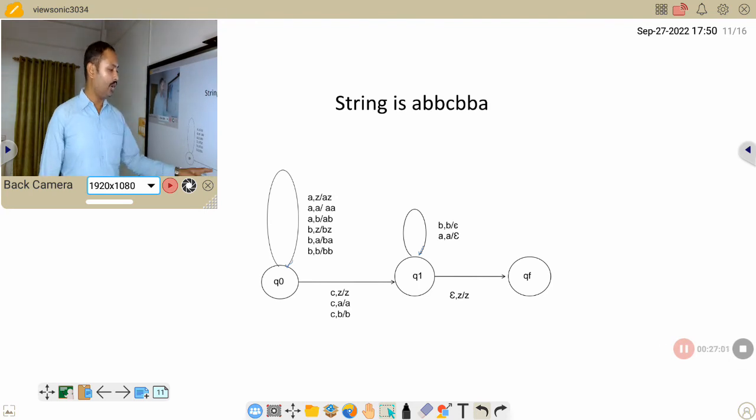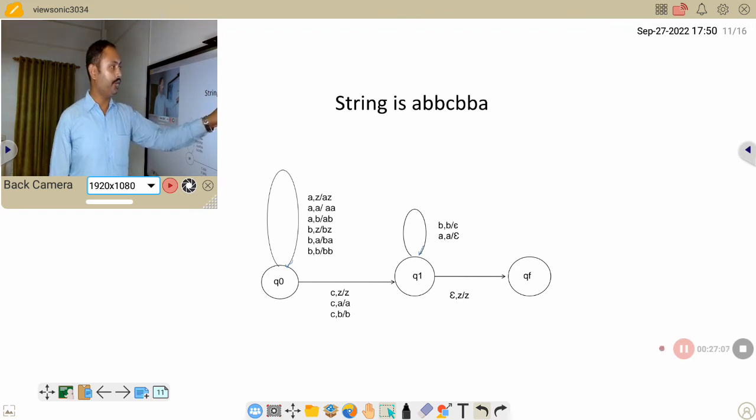So now our present state is Q1. Now we are going to take our input symbol B. So what will happen? Our input symbol is B and the previous symbol is also B. Then we can remove B for this corresponding B. So these two Bs will be removed.